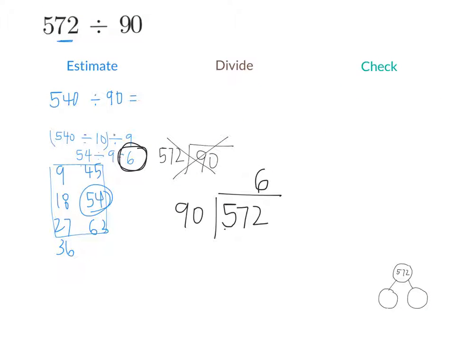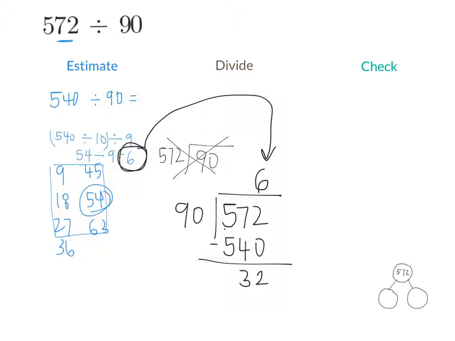Here I want to stress that we're using our estimate to figure out where we start. If we don't estimate, will we know where to start? No. Okay. After Dad divides, Mom has to multiply. What's 6 times 90? 540. Okay. Sister will subtract. 32. And then brother has nothing to bring down. Do you see that? Yeah.